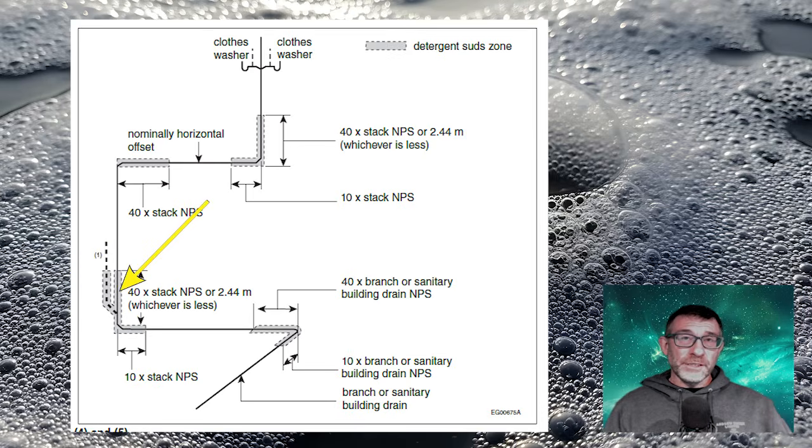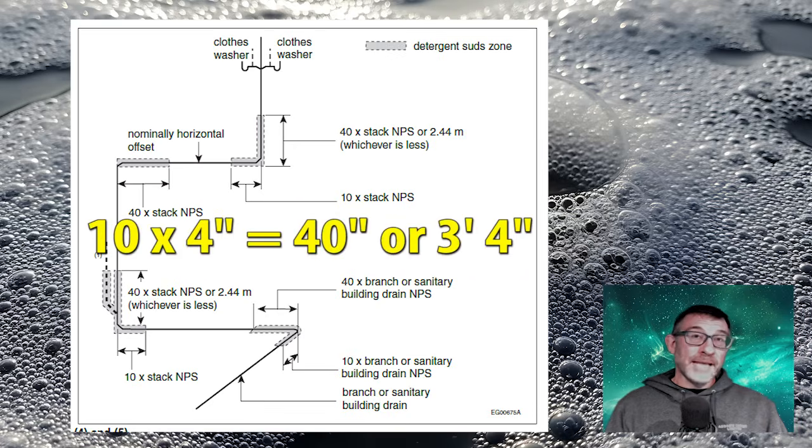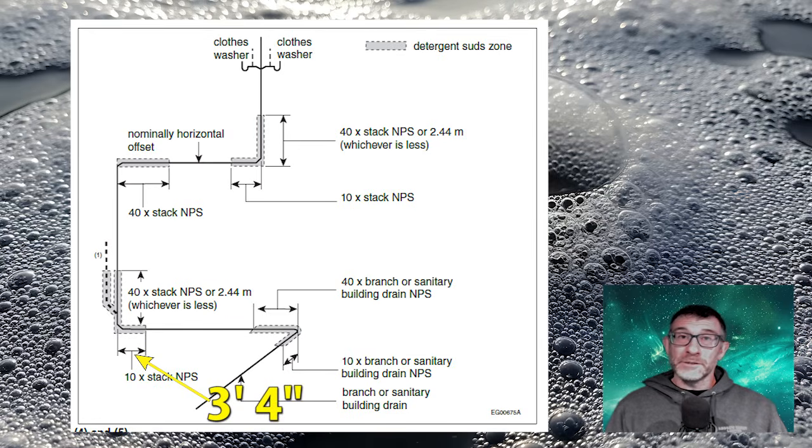But we're still going to calculate the sud zone here, which on the vertical, we've already figured out to be maximum 8 feet. So I'm not allowed to connect any branch into that within 8 feet. We go around to the horizontal, and once again, we are 10 times our nominal pipe size, and that was 3 foot 4 inches. So no branches in any of those.